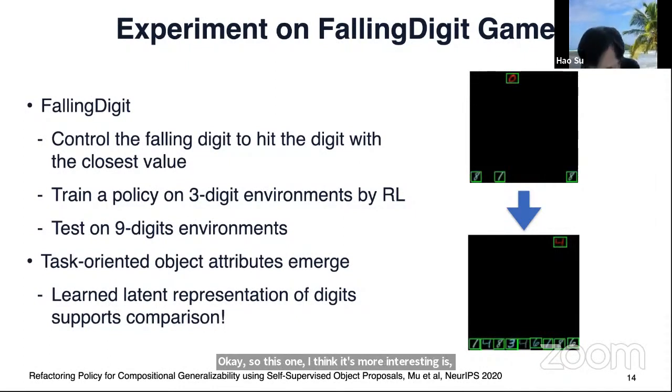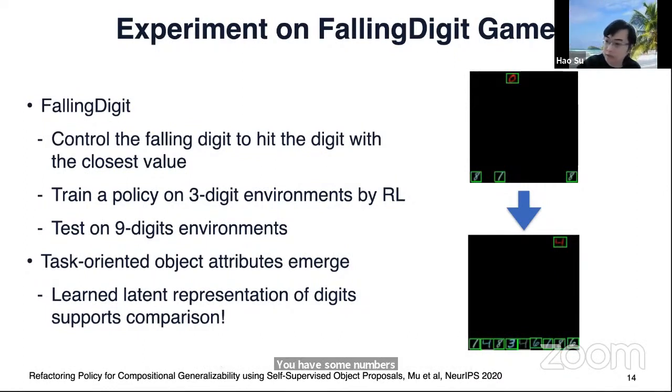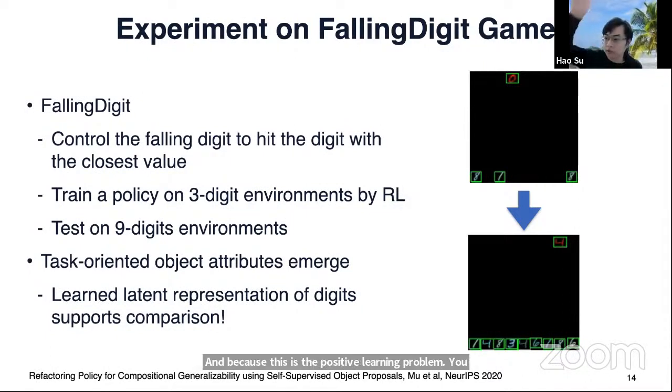Okay, this is a game inspired by the Tetris game. You have some numbers that are fixed and lying on the bottom of the figure. And then you have another digit that is falling from the sky. Because this is a policy learning problem, you have the privilege to control the falling object to move left or right. Your goal is to move this object along the falling process so that it will hit the one on the bottom with the scale most similar to it.